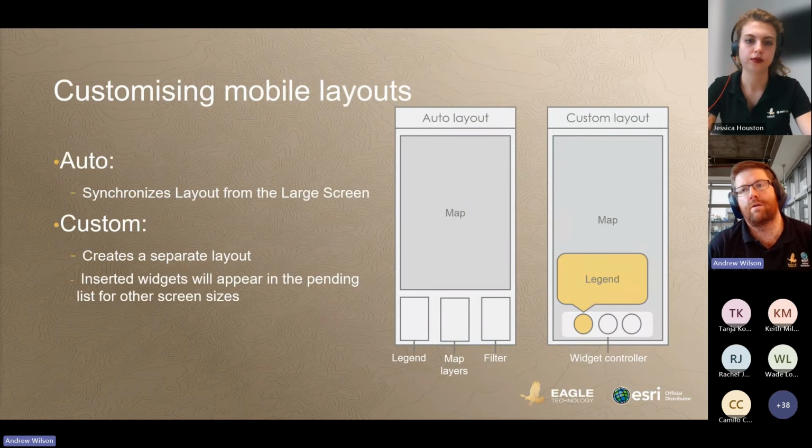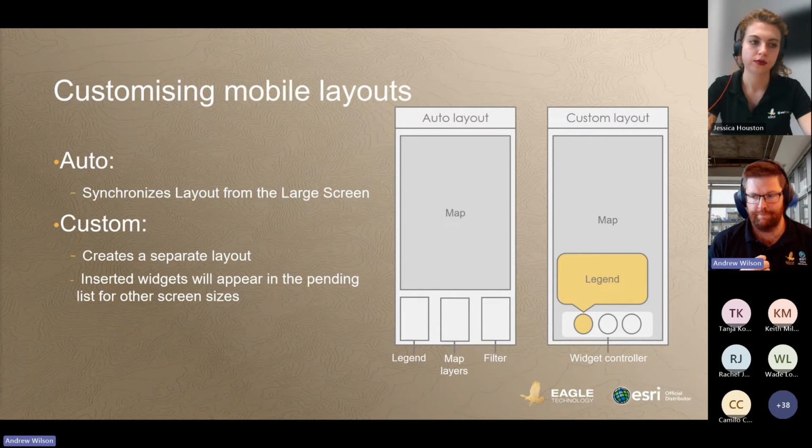So how does it look? When we customize our mobile layouts, we've got that auto layout, where it automatically synchronizes from the large screen resolution, versus the custom, which creates a separate layout. And there's slightly different functionality there with the pending list for other screen sizes.